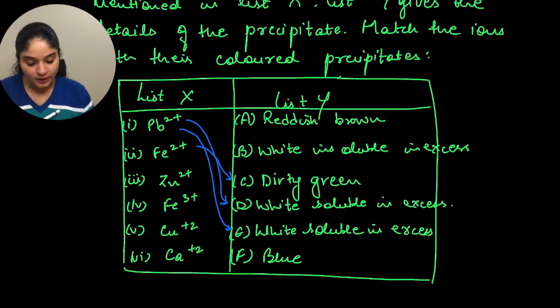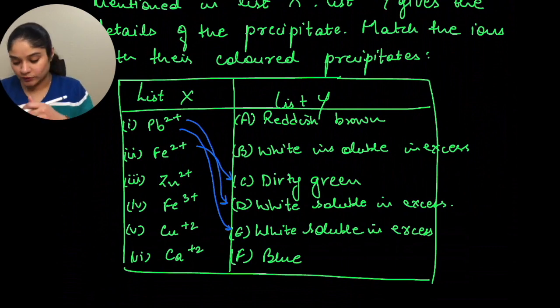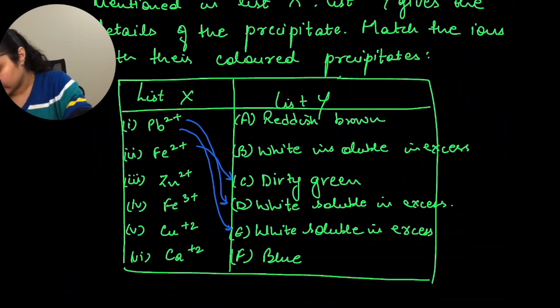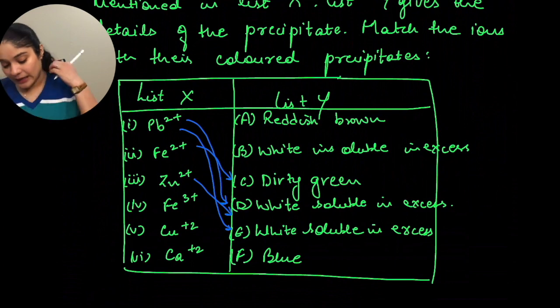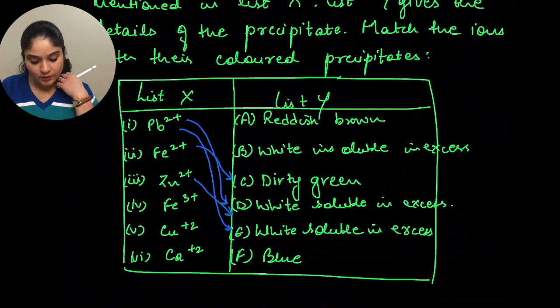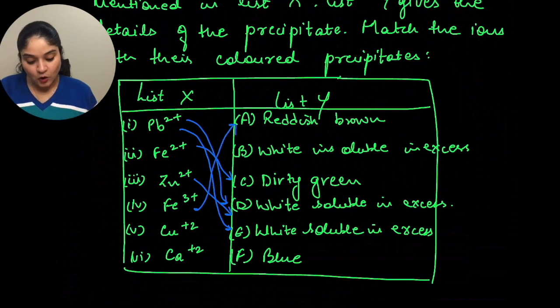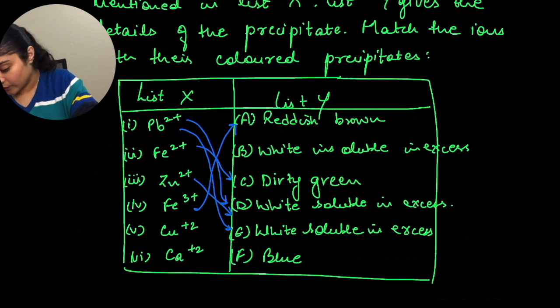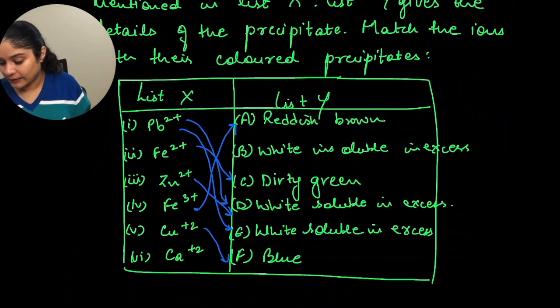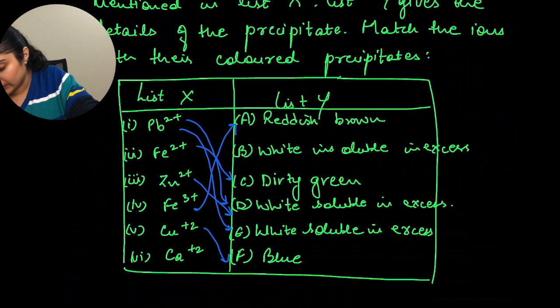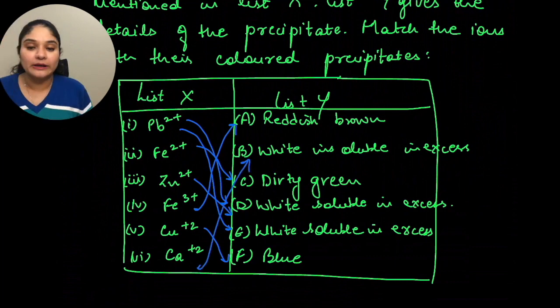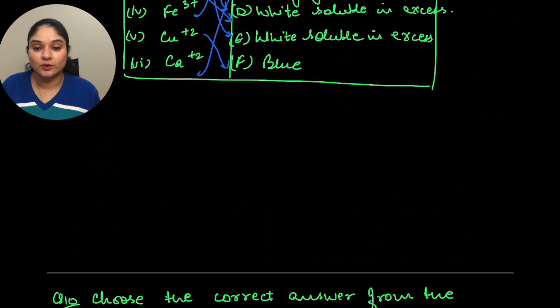Then for zinc you again get a white PPT, so you can get D or E. So zinc will be D or E. Then iron 3 will give you a reddish brown, so that will be this one. Then copper 2 plus. So copper will give you a blue. Of course, copper will always give you a blue. And then what are we left out with? We are left out with calcium, white, insoluble in excess. So I hope that is clear. Let's move ahead to the next question.